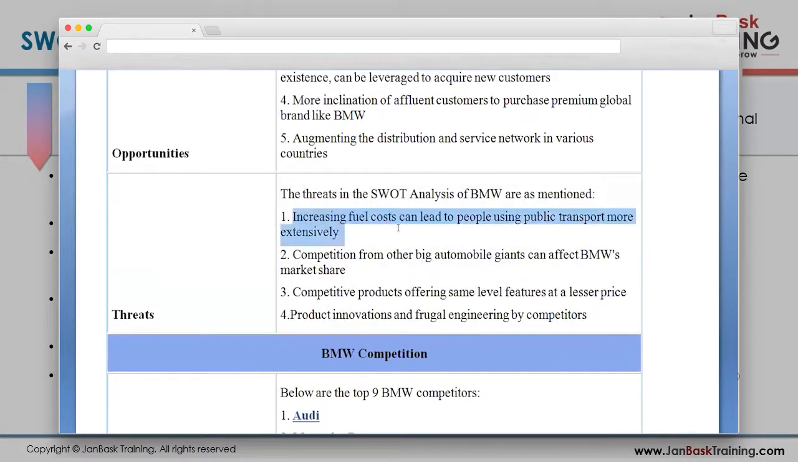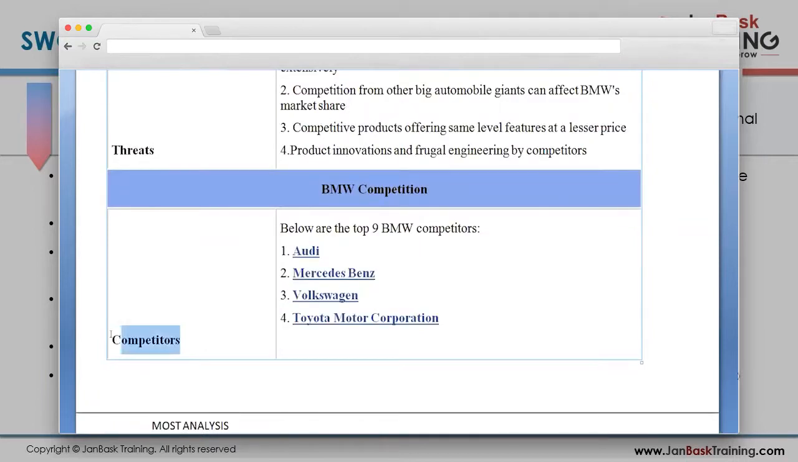Increasing fuel costs lead to people using public transport more extensively. That's their business problem. Competitors are big automobile giants with their own market shares, and there are other automobile giants that are trying to dig into the well of others. There are product innovations and engineering by competitors. So these are certain of the threats, or they could even be industry threats. Talking about who their competitors are: Audi, Mercedes, Volkswagen, and Toyota.